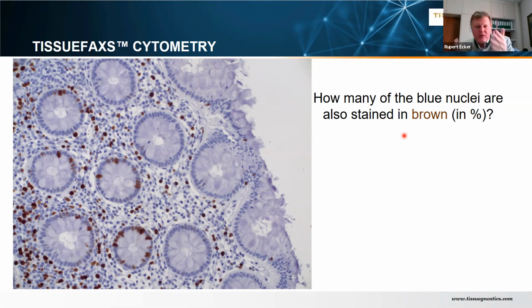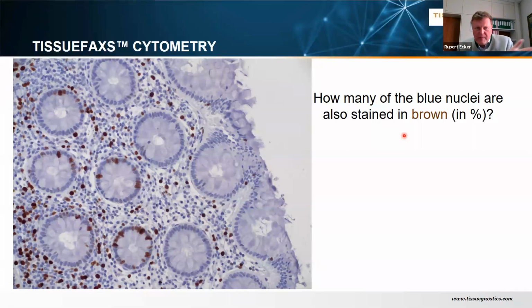I invite you to look at this image, and in this virtual space we cannot really do it, but I invite you to look at it and guess how many cells you would say, in percent, are positive for the brown marker, which by the way is Ki67, so a proliferation marker, and it's obviously a colon. So how many cells are proliferating? How many of the blue nuclei are stained in brown?